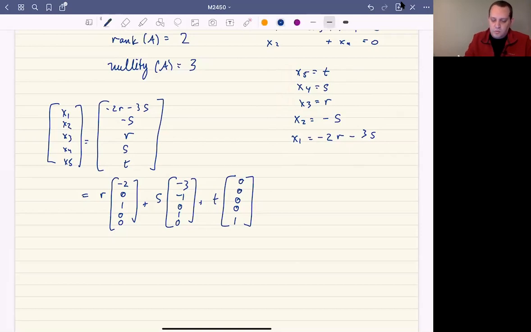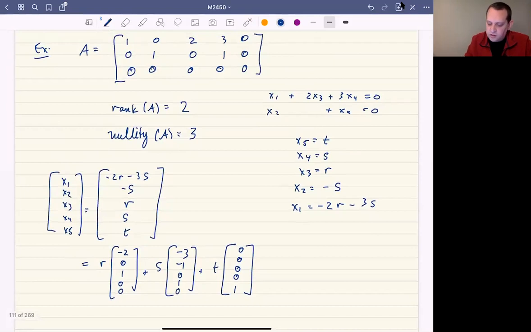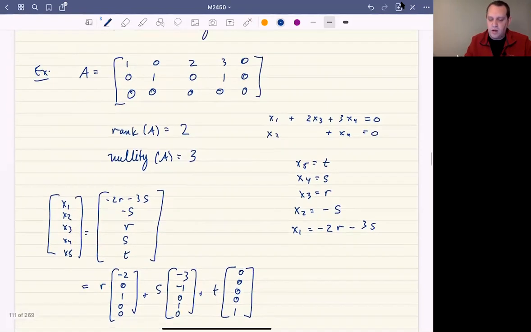And another way that we could have known that the nullity of A was going to be 3 is that I know that the rank and the nullity have to add up to the number of columns that we have for A, which is 5. So it's going to be 5 minus 2. Okay, so that fact right there is the rank-nullity theorem. If you look at the rank of A and the nullity of A, those have to always add up to n, where n is the number of columns of a matrix A.